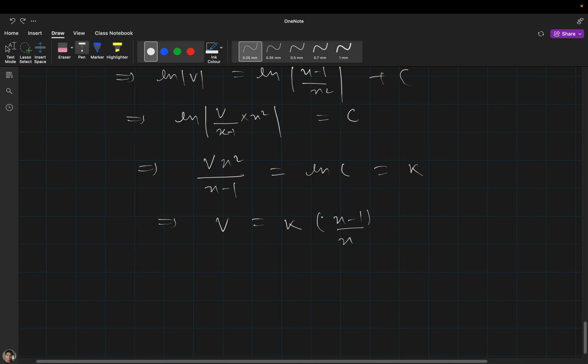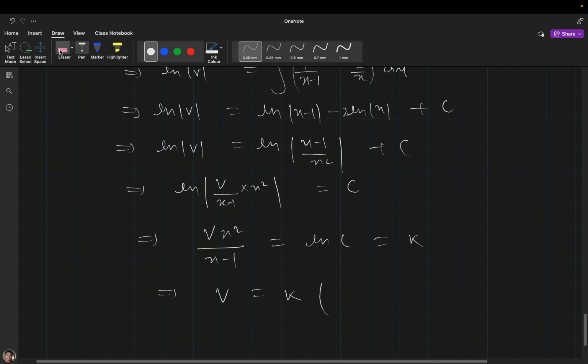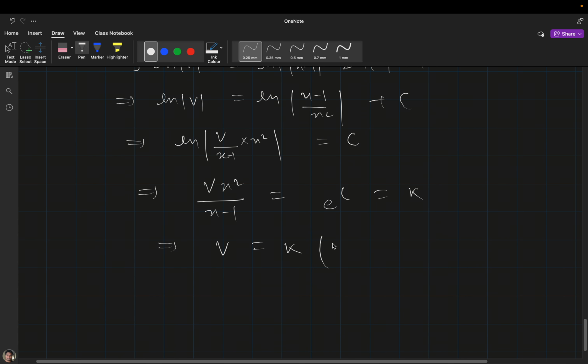So this is v. Hello, there will be e to the power c, no? Yes, sorry, it should be e raised to the power c. But anyhow, that will be a constant. So I can write k times (x − 1) divided by x². So this is v.